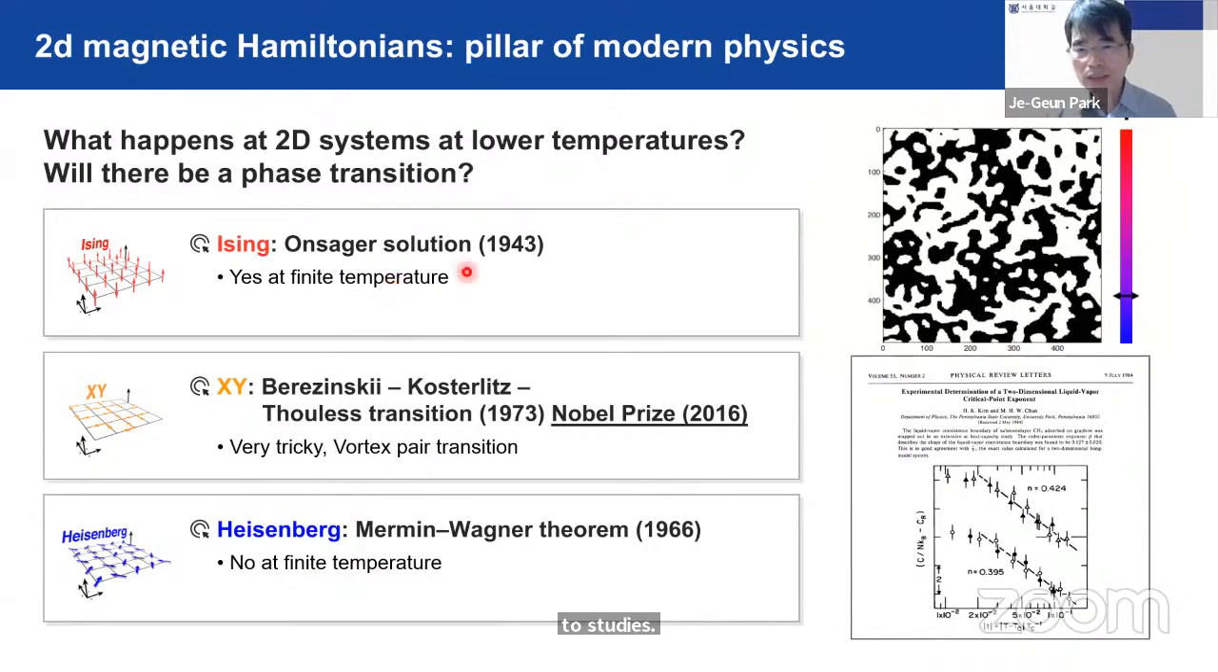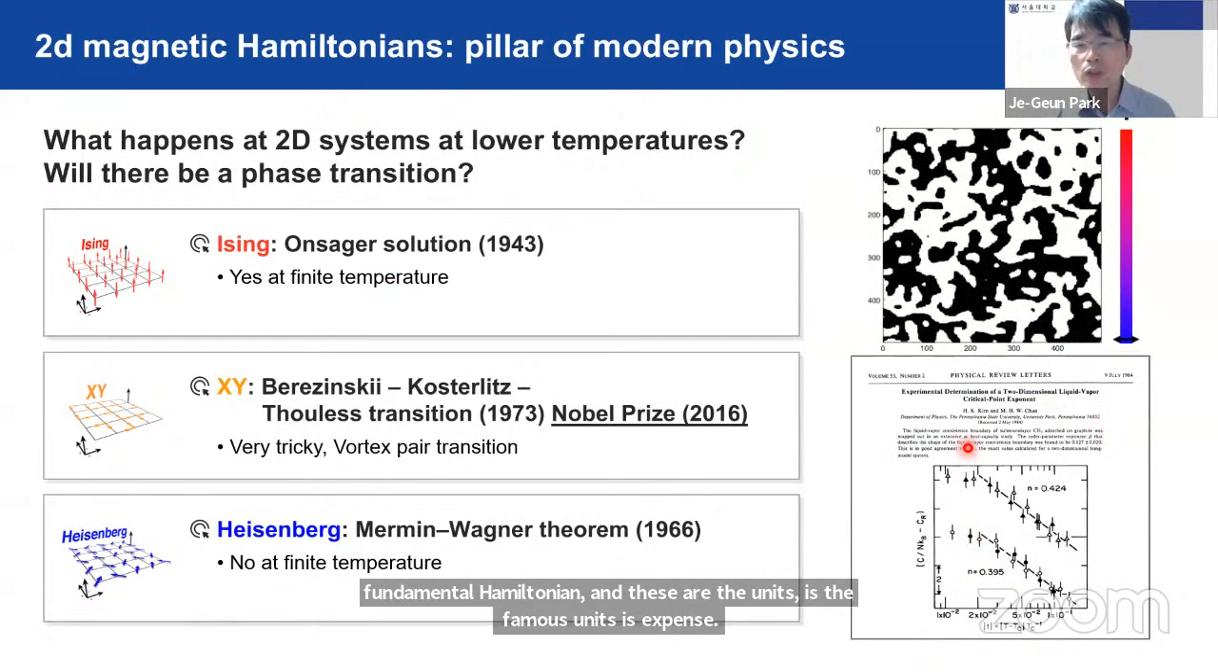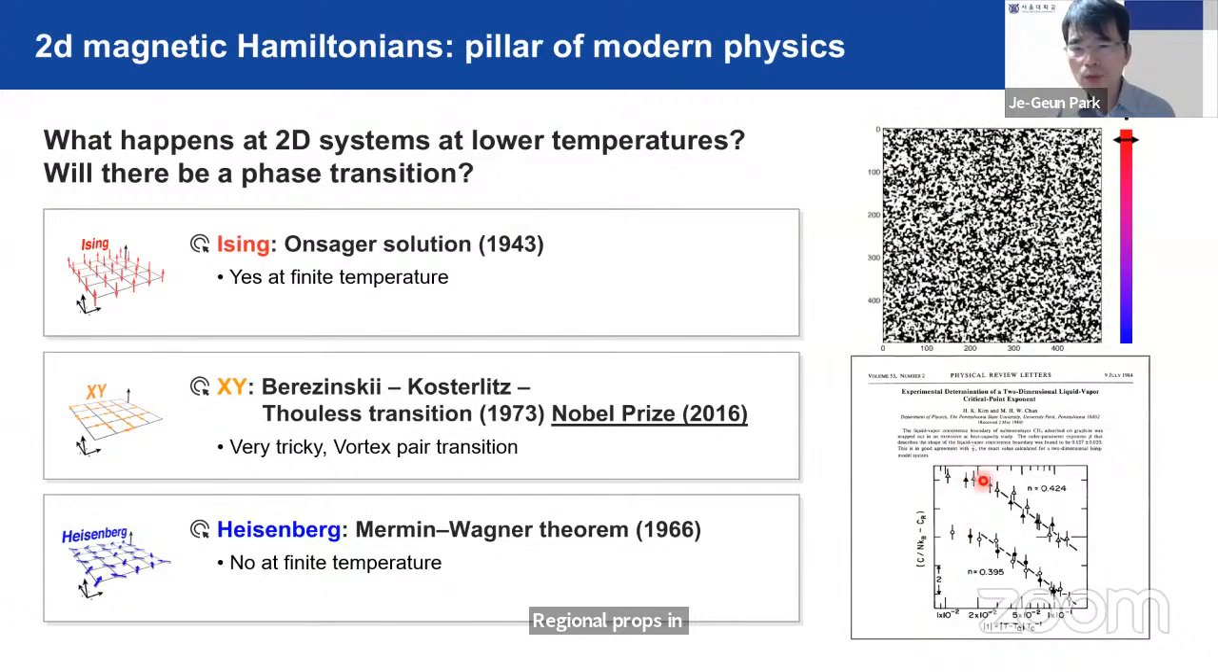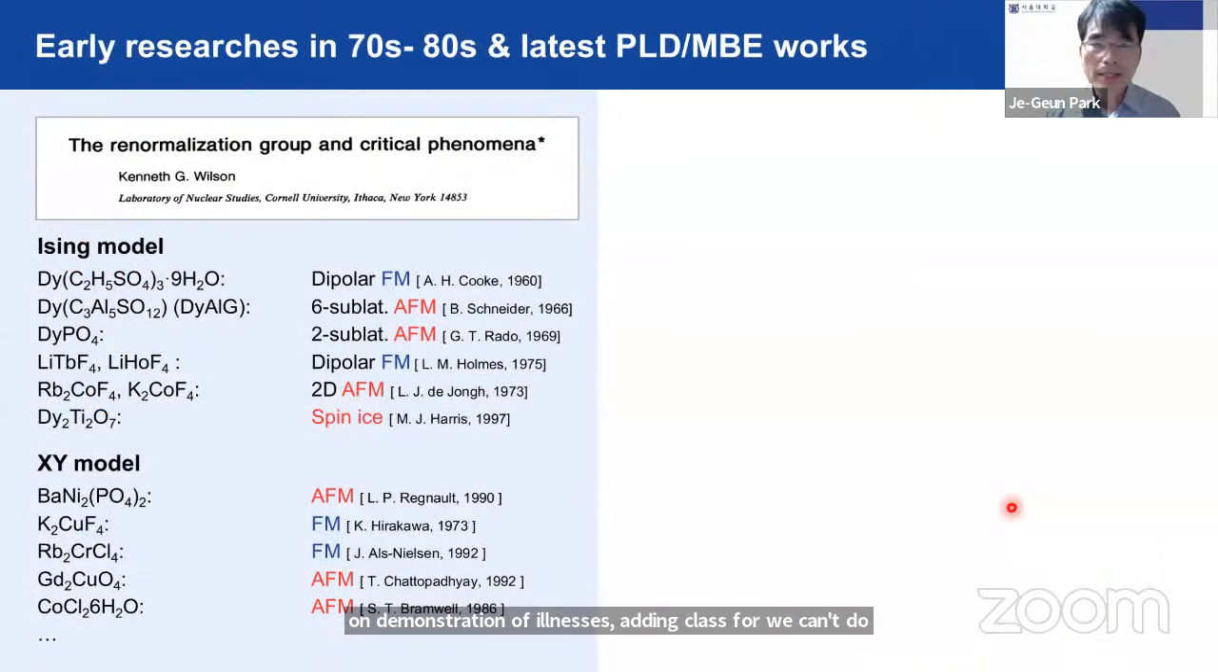And these are the famous experimental results published in 1998 by Moshe Chan and Hangu Kim, on the demonstration of the universal Ising class for wetting and de-wetting of helium on top of graphite. We are standing on the shoulders of giants. So my idea is not new. Actually, people thought about this problem.